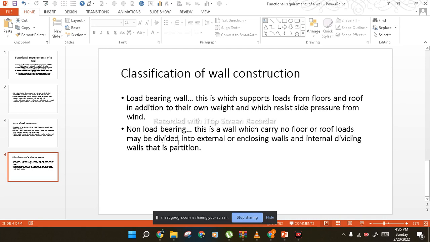And it can be divided into external or enclosing walls, and internal dividing walls, that is partition. I hope this is not the first time you can see the word partition.